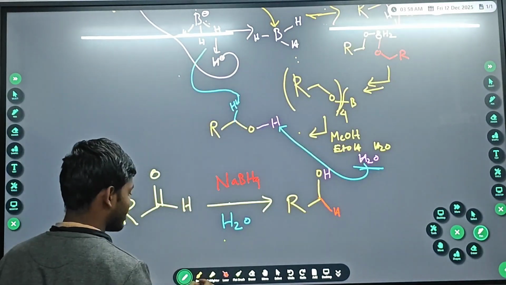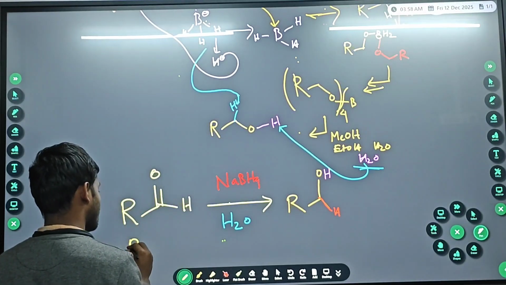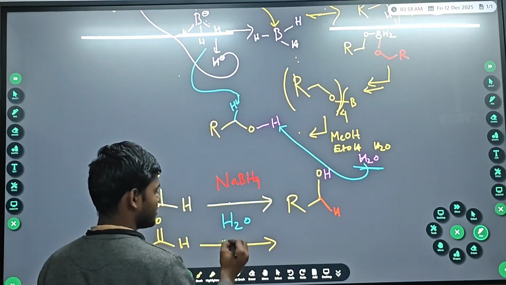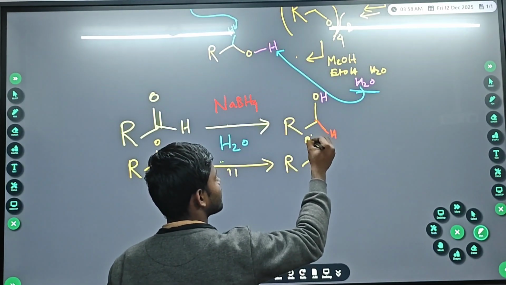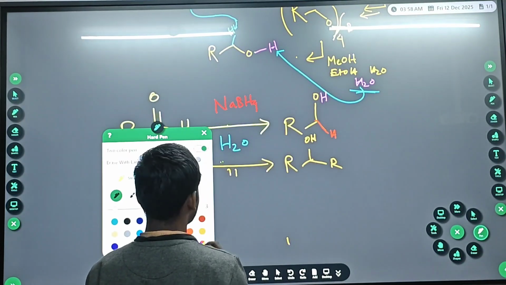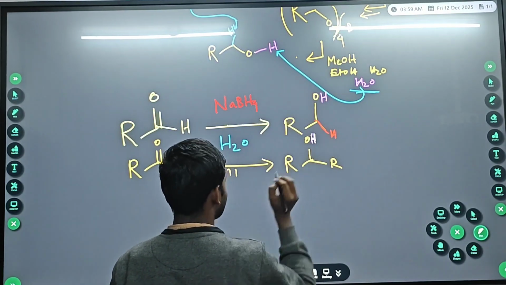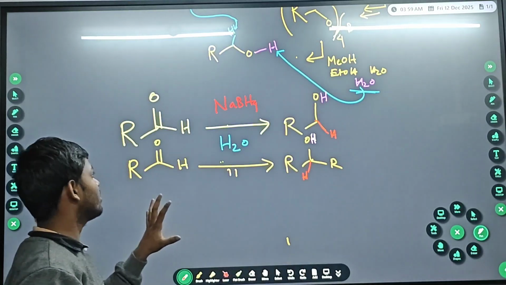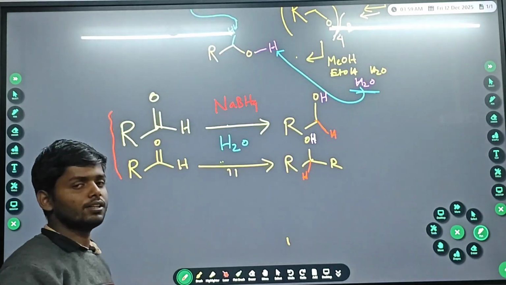The same thing also happens with a ketone. Let's see an example of a ketone, R O H, under the same conditions. The product will be like this. If we color the atoms, the colors will be like this, same for the ketone and the aldehyde. These are the most important things.